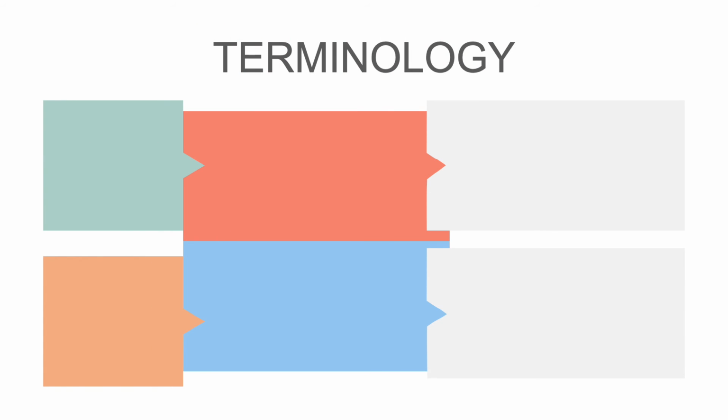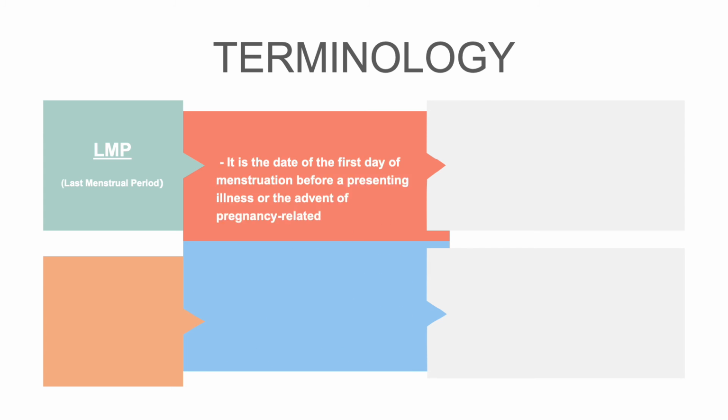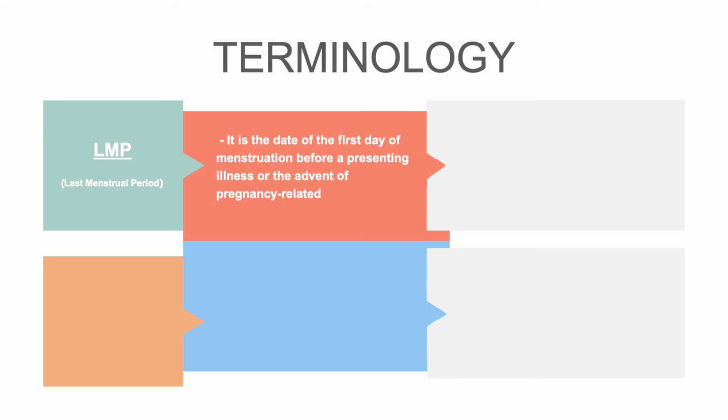So first, we'll be tackling the terminology. First of which is the LMP, or the last menstrual period. This is the date of the first day of menstruation before a presenting illness or the advent of pregnancy related. An example of which is a client having an LMP of September 25, 2015.